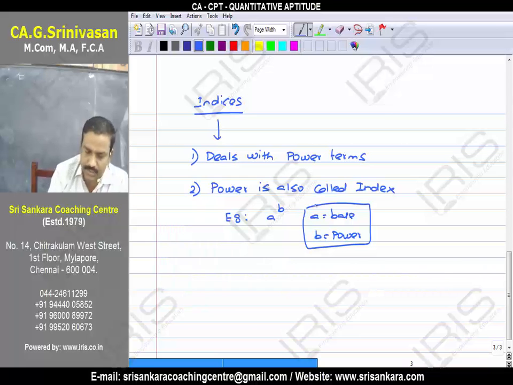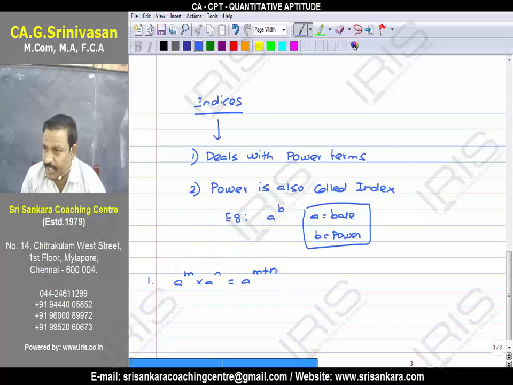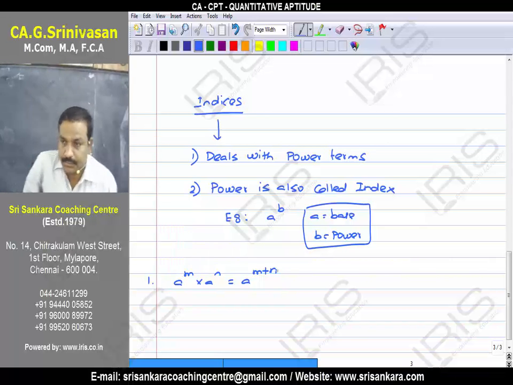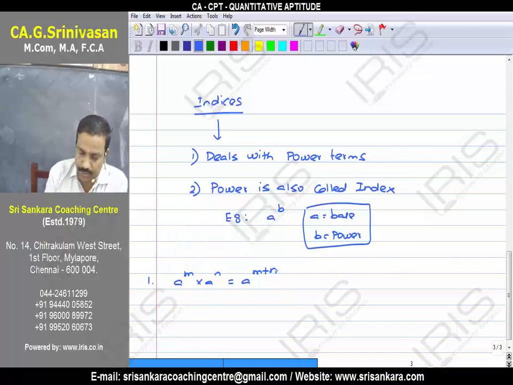So the formulas in indices that you need to remember: formula number 1, a power m into a power n is equal to a power m plus n. Suppose if two power terms are multiplied here, then we need to add the powers.